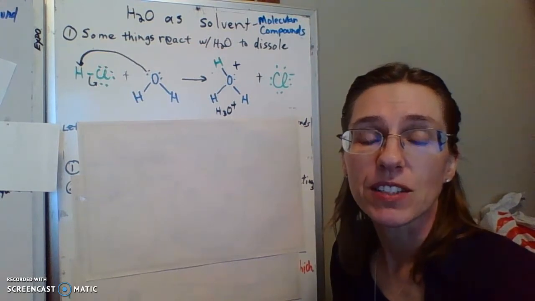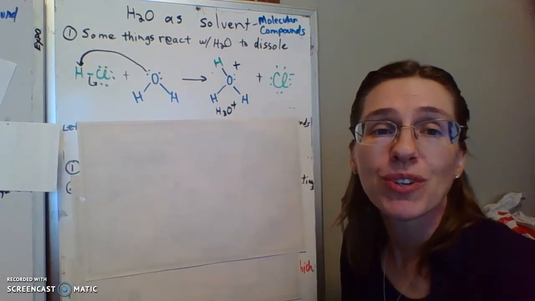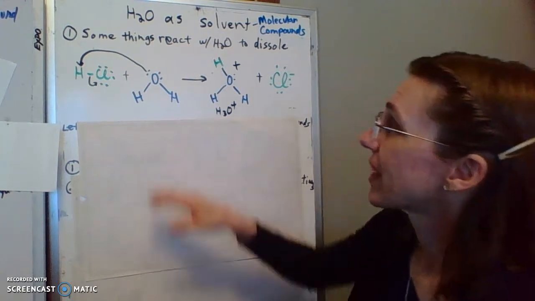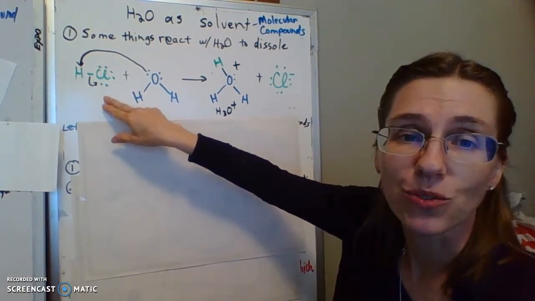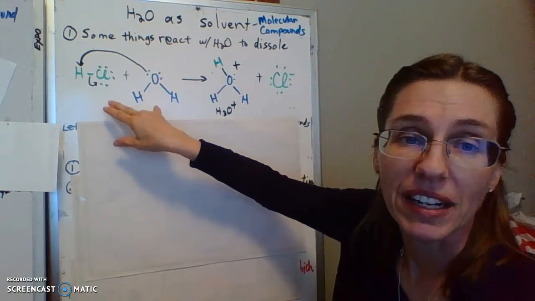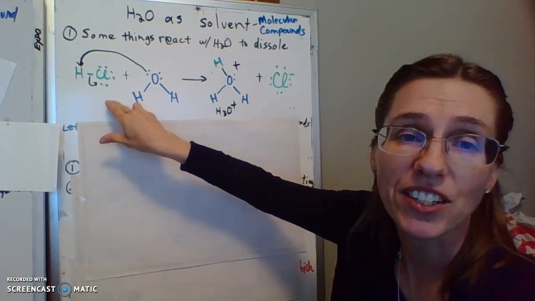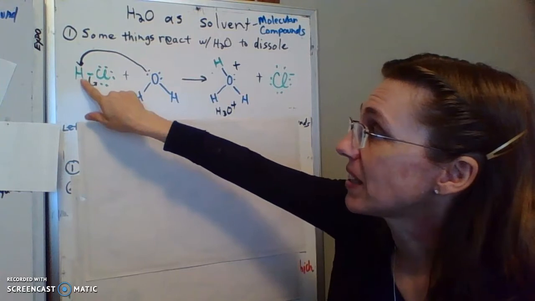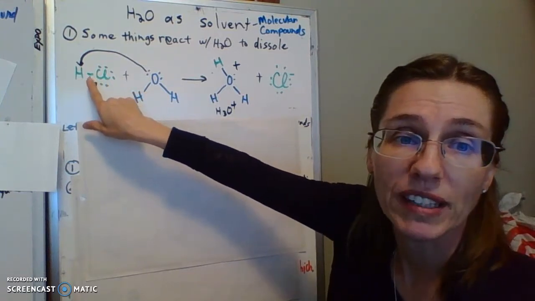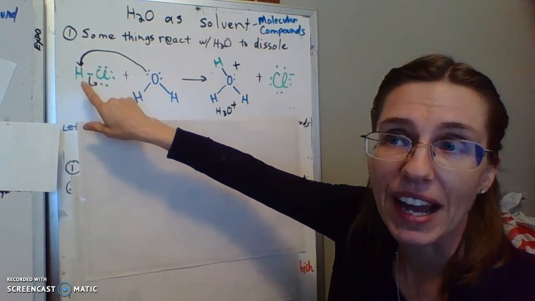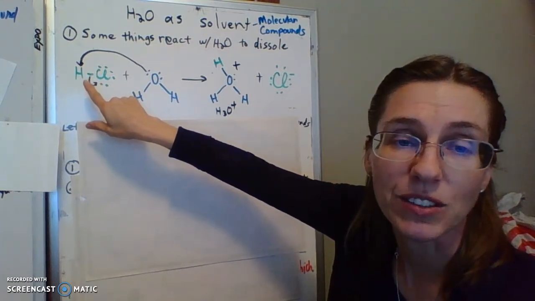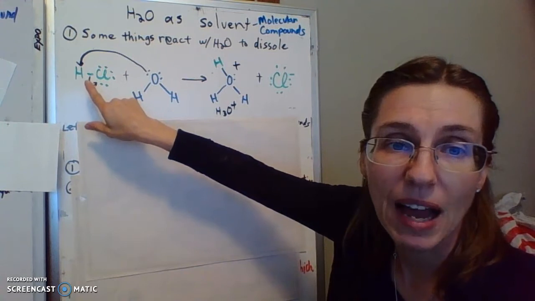Well, some things will actually dissolve in water because they react with water. Let's take, for instance, HCl. HCl reacts with water. It actually goes through a chemical reaction. Remember, the bond in HCl is a covalent bond. So this is not a process like we had with ions where it dissociates into its ions. That's not what's happening here.